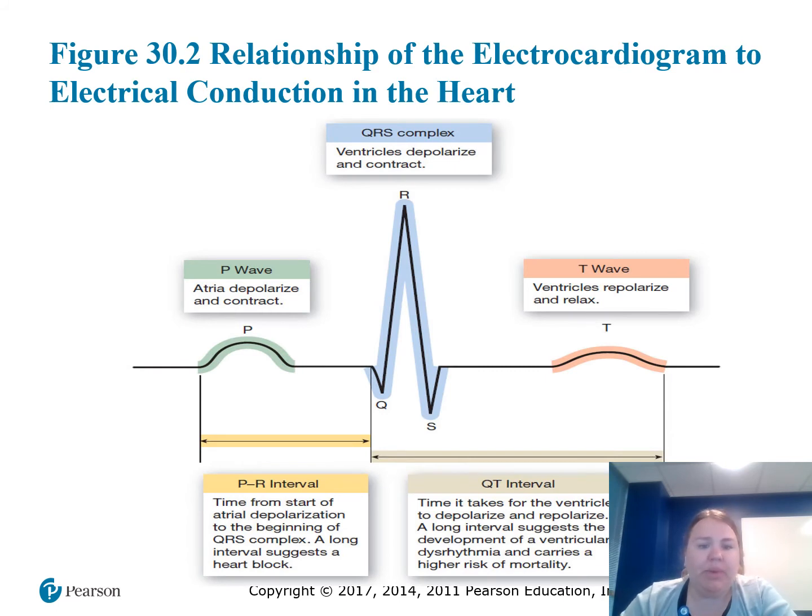Now, here's the relationship. So the P wave, so the atria depolarize and contract. So the atria contracts, and then that QRS is when the ventricles start to depolarize and contract. Now, during that PR, okay, we have the PQR, okay? This is the time that starts with the atria depolarizing, and then at the very beginning of the QRS complex. Now, again, the QRS complex, that's when the ventricles depolarize and they contract. And then the T wave is when the ventricles repolarize and relax, and now the atria is filling up with blood. And then the P wave starts over.